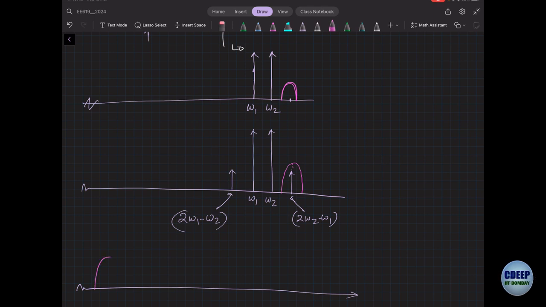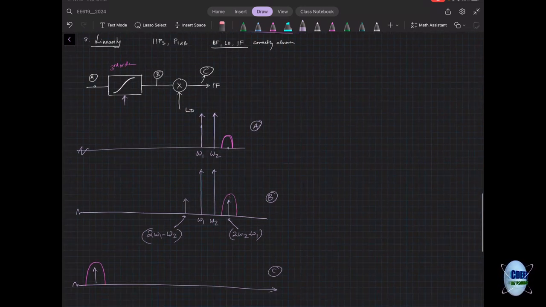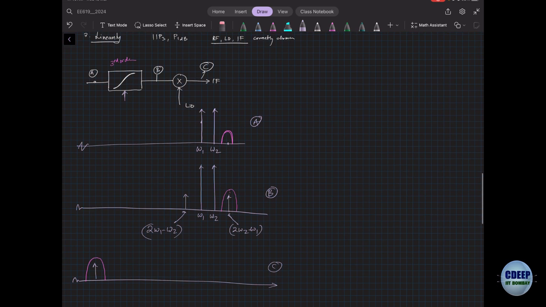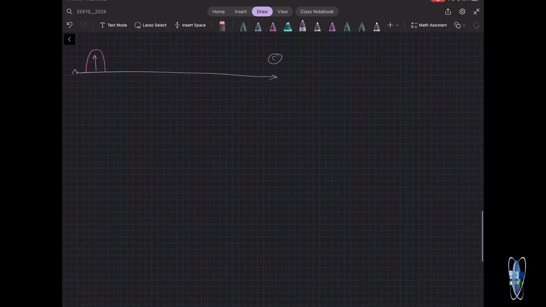So we'll see this as well as we'll see this particular tone. That would be at C. Any questions on this, whatever we have done as a spectrum? Okay. Any questions? Let's move on to the next concern.